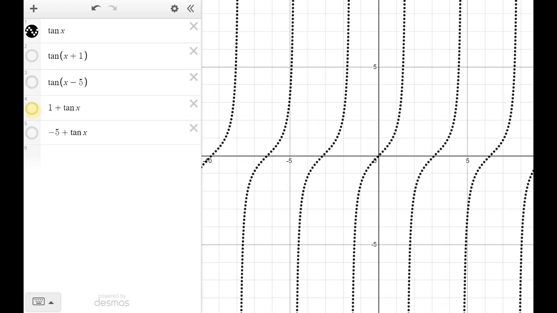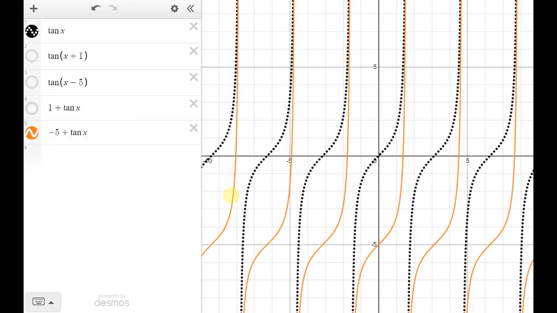Okay, what about 1 plus tangent of x? The 1 should move the tangent function up. And look, that's exactly what's happening, right? Here's tangent, and then I've moved up 1. And let's compare that to negative 5 plus tangent of x. Same thing, right? It's now moving that tangent function down. So we can see that this works.